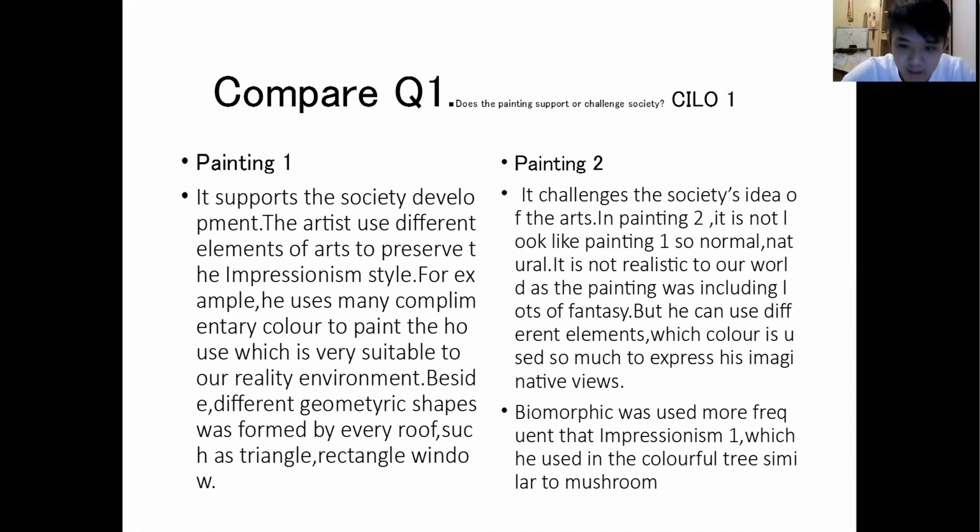But he's able to use different elements. The most attractive element is the color. He used so much to express his imaginative views of the future. And some biomorphic shapes were used more frequently than in the Impressionism one, in which he used the colorful tree.